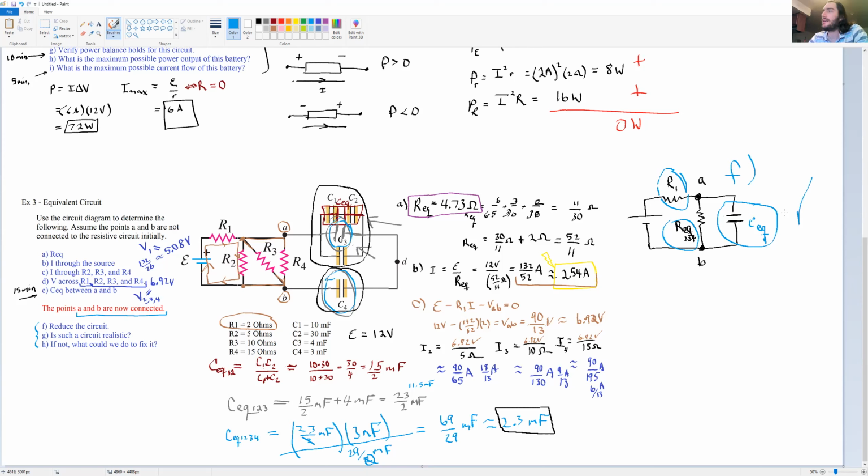And actually, if you try to analyze this circuit, you will run into a few problems and kind of have to do a little bit of hand waving to make this work, because there's no resistor. There's no resistor here in this branch. So we have to have some sort of resistor. And so that is the answer to question H. If not, what could we do to fix it? We put a resistor here. Put a resistor in series with CEQ.